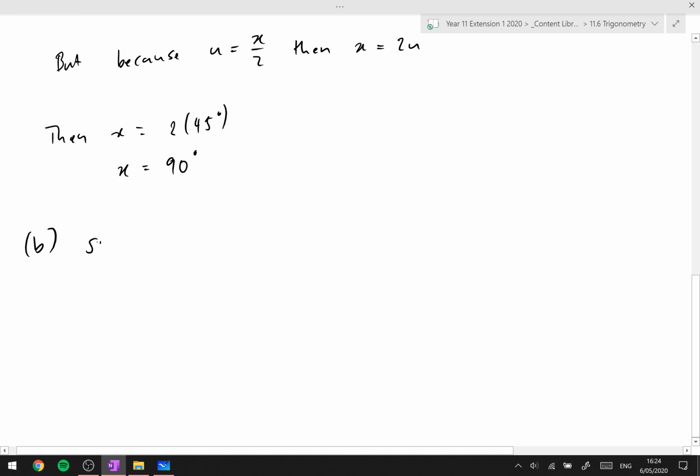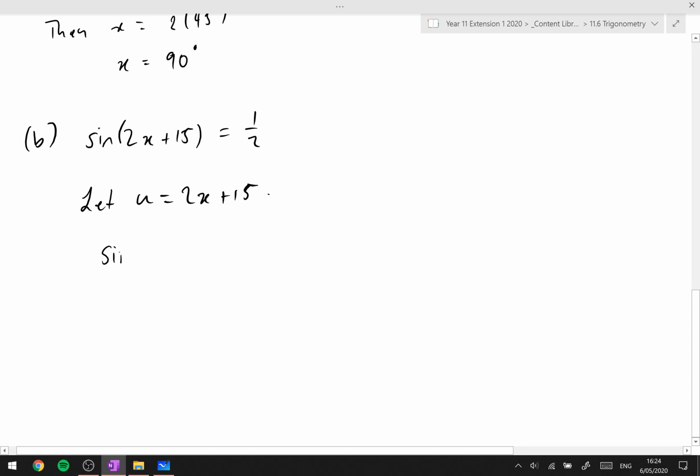So part B was sine of 2x plus 15. So remember, this is all within the brackets as well. I should make a point of saying. So sine of 2x plus 15 is equal to a half. Okay, so again, we're going to start the same way. So let u be equal to 2x plus 15. Okay, so that gives us sine of u is equal to a half. Now we say to ourselves, well, when is sine of u equal to a half?